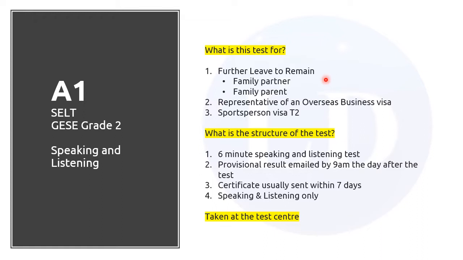It's an easy exam. Or if your mom or dad are not here and you want them to join you, they can also do the A1 test to join you. Representative of an overseas business visa would mean that, for example, there is a business overseas and they want to run a branch here and send somebody to run that branch, so that somebody would need an A1 business visa. Or if you are a sports person, then you have to have a tier 2 visa, and for that you have to have an A1 exam.